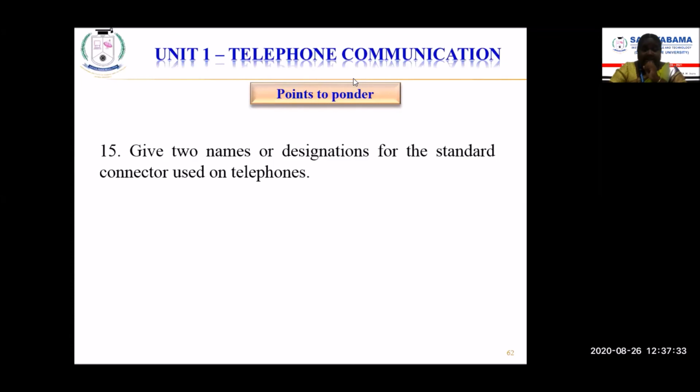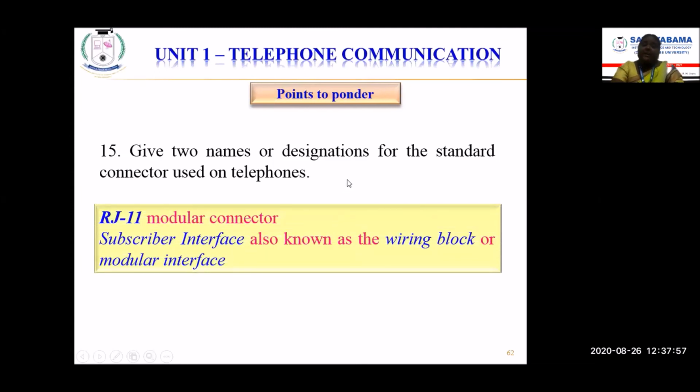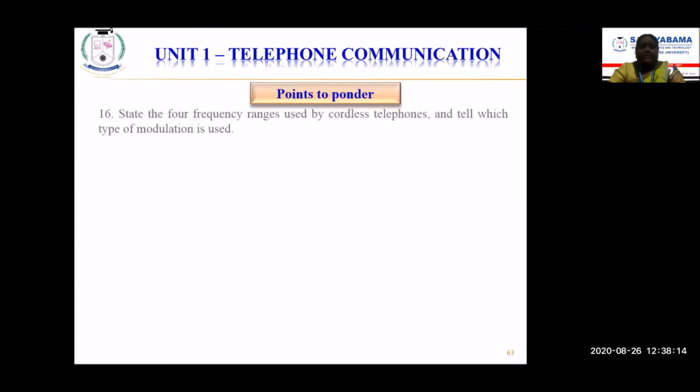Venkata Reddy has answered, RJ11 plug connector. Yes. Varshita, Suresh, Dhamini, Thamarai, Pavitra, Manikanta, Sunil, Najyapan. Yes, very good. So it is going to be the RJ11 modular connector. It's a subscriber interface, also known as the wiring block or the modular interface. These are the other designations or names given for that particular RJ11 modular connector. Okay, thank you for your responses. Let's move on to the last question.